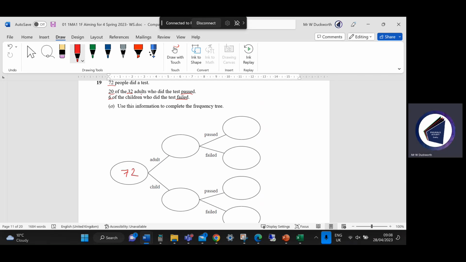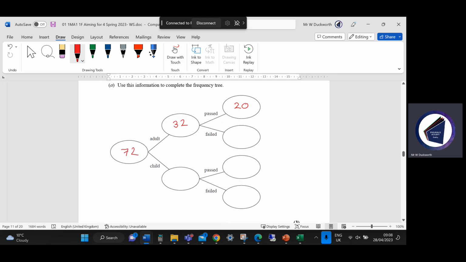20 of the 32 adults who did the test passed. So that gives us 2 pieces of information here. It gives us that 32 adults did the test and that 20 of them passed. And then it tells us 6 of the children who did the test failed. So that there is the information from the question. There's normally a processing mark for just inputting that information. And then we've got starting to work some of the values out.